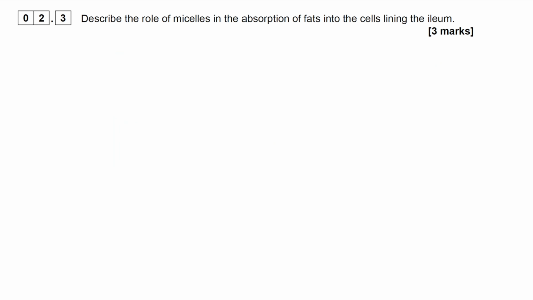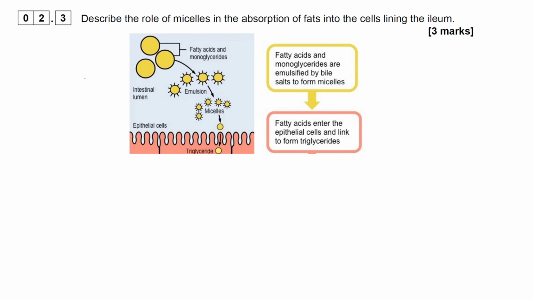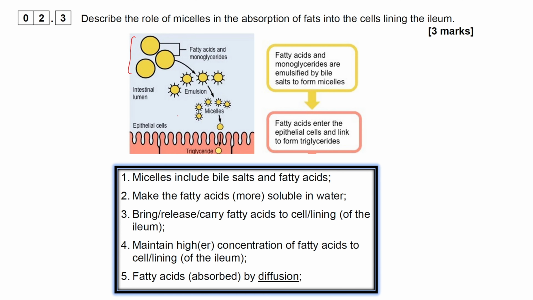The next part of this question is, describe the role of micelles in the absorption of fats into the cells lining the ileum. Before you answer this question, you should be clear what the micelles are. So basically, fatty acids and monoglycerides are emulsified by bile salts to form micelles. Because fatty acids and monoglycerides are not soluble in water, it's hard to absorb them. So it's the bile salts which emulsify them and make them water soluble, and then they are easily absorbed through the epithelial cells.